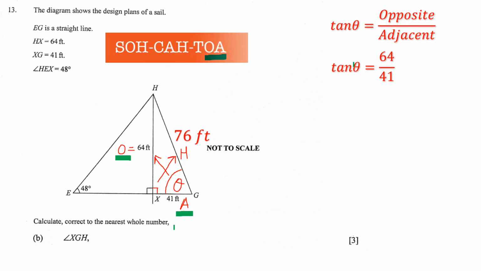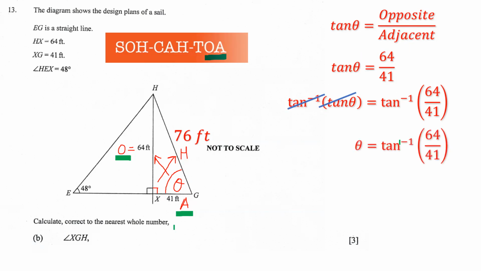In order to find theta, because that's what we're trying to find, we have to take the tan inverse of both sides. So this tan inverse cancels out with tan, and we're just left with theta is equal to tan inverse of 64 divided by 41. So the opposite of tan theta is tan inverse. And that's why we took the tan inverse of both sides, because whatever you do to one side, you have to do to the other. And the reason why we're using tan inverse is because we just want theta. We don't want tan.